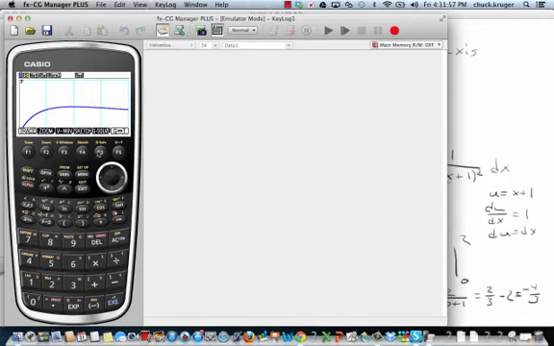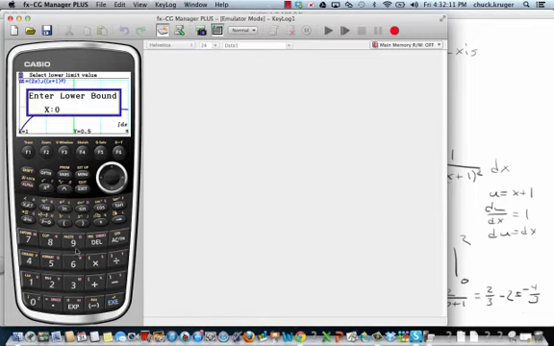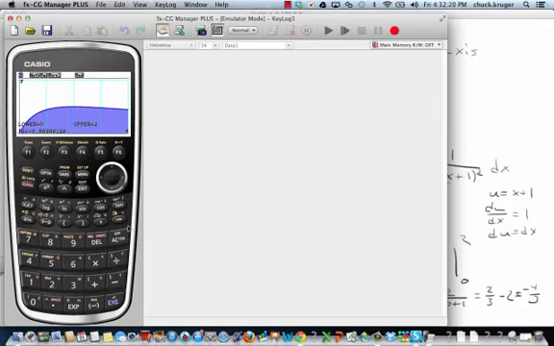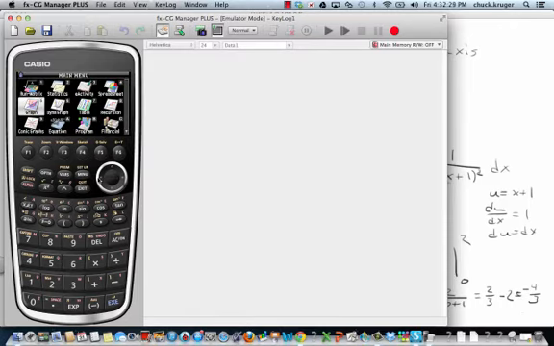Shift G solve. I want to integrate from 0, execute, to 2, execute. There, it figures it out. And I get 0.8638 or 0.864.